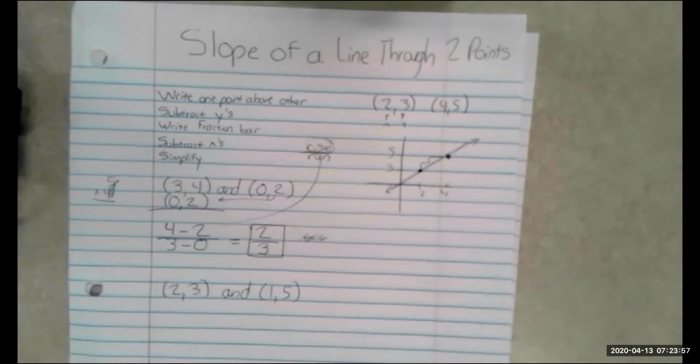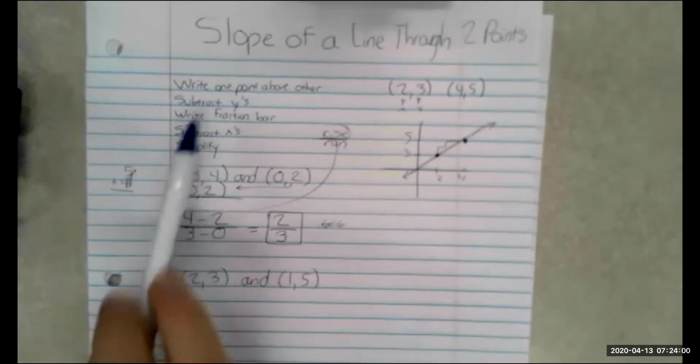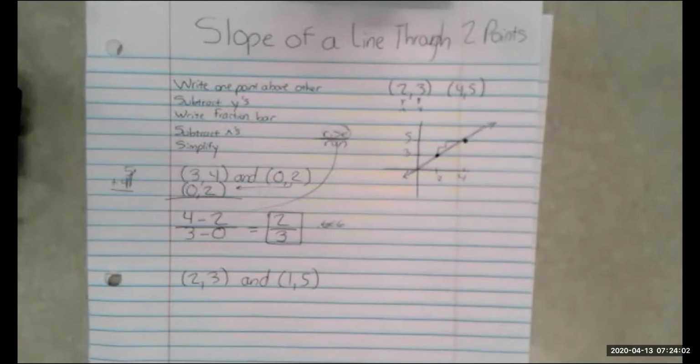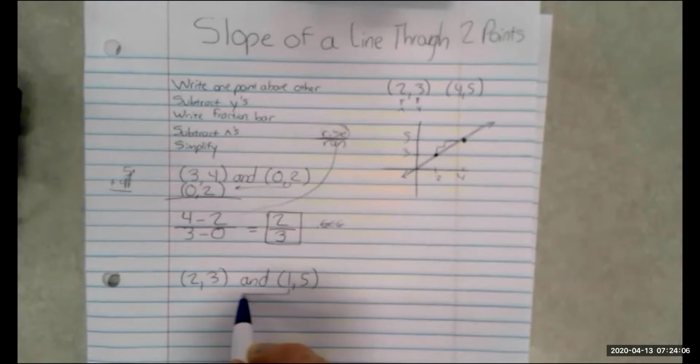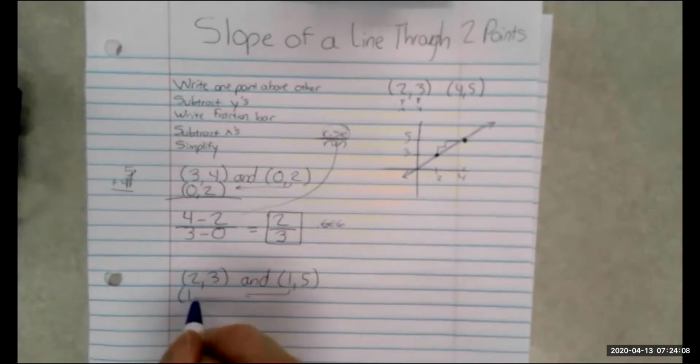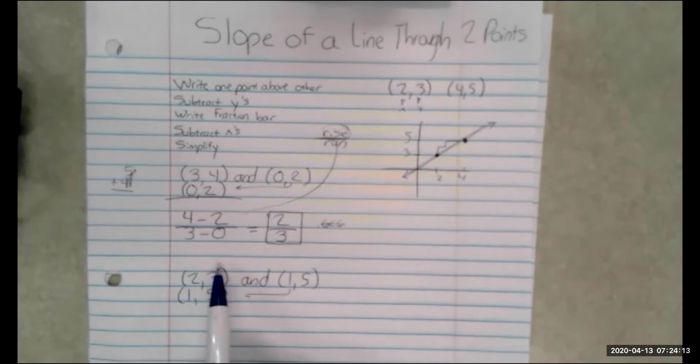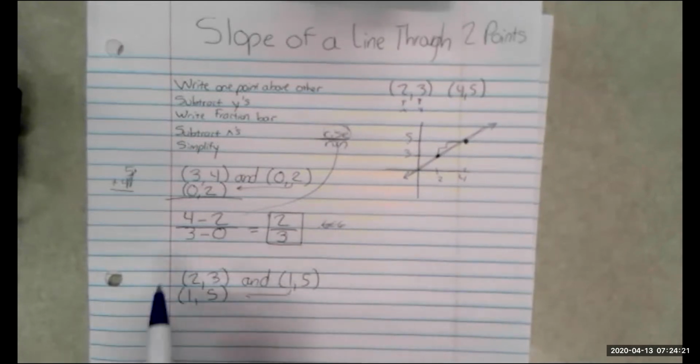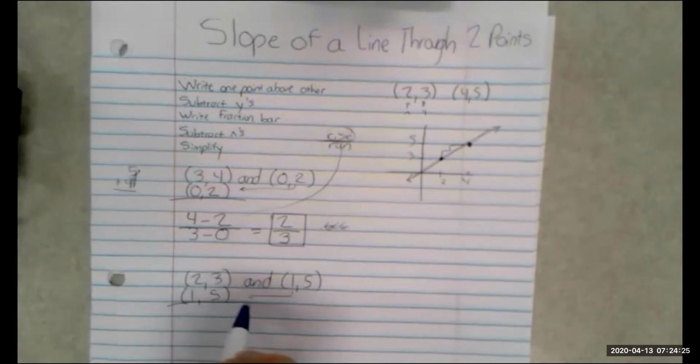I'm just going to run through my steps again that I've got right up here. It says first to write one point above the other, or write one below the other. So I'm going to take this guy and write him down here, so that way we can just work vertically. This helps us eliminate mistakes because the point we start with when we subtract the y's has to be the point we start with when we subtract the x's. That's why I suggest writing them vertically, one right above the other.